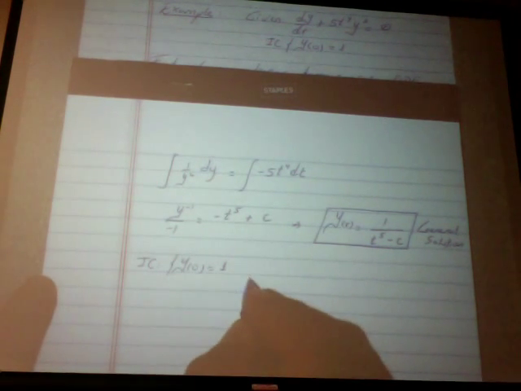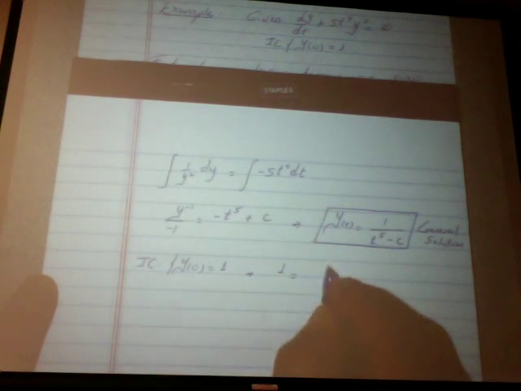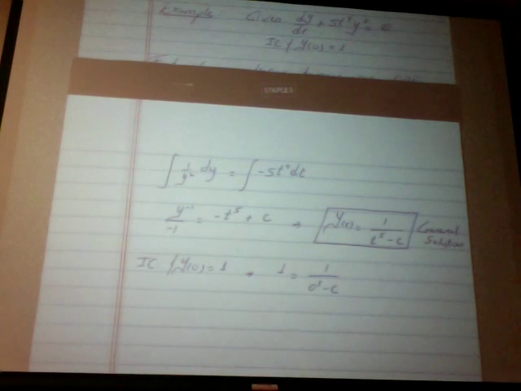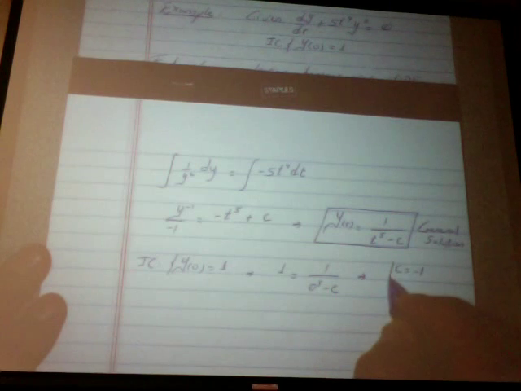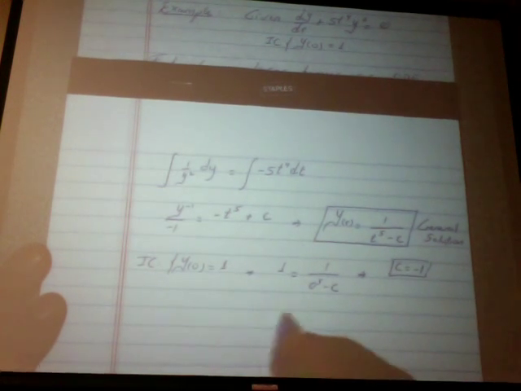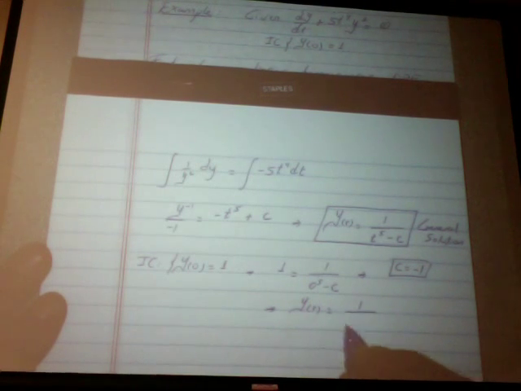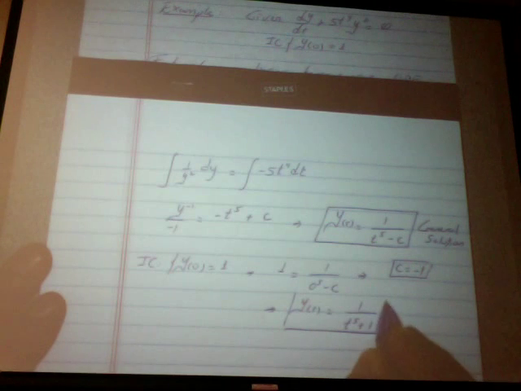So when we apply the initial condition, we say y is equal to 1, so 1 will be equal to 1 over 0 to the power 5 minus c, and that would mean that c is equal to minus 1, and therefore y of t is equal to 1 over t to the 5 plus 1 is the particular solution.